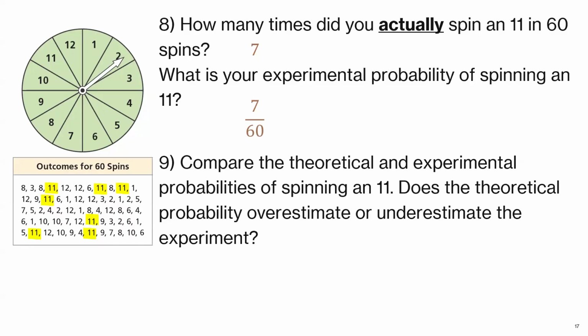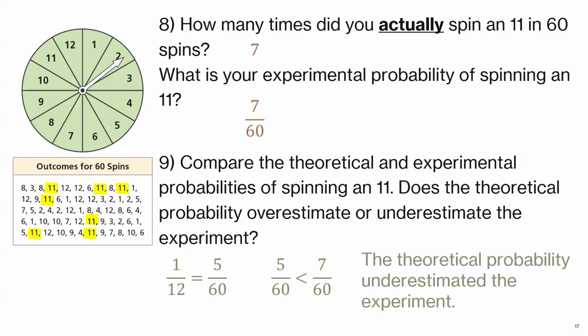So it says, compare the theoretical and experimental probabilities of spinning an 11. Does the theoretical, what should have happened, overestimate or underestimate the experiment, okay? So the theoretical was 1 out of 12. And if I get that to be a common denominator of 60 because of the 60 spins, that's equivalent to 5 out of 60. But what actually happened in this case was it was 7 out of 60. We got the 11 7 times. So 5 out of 60, clearly less than 7 out of 60. That means that this theoretical probability was an underestimation. It underestimated what actually happened in the experiment.